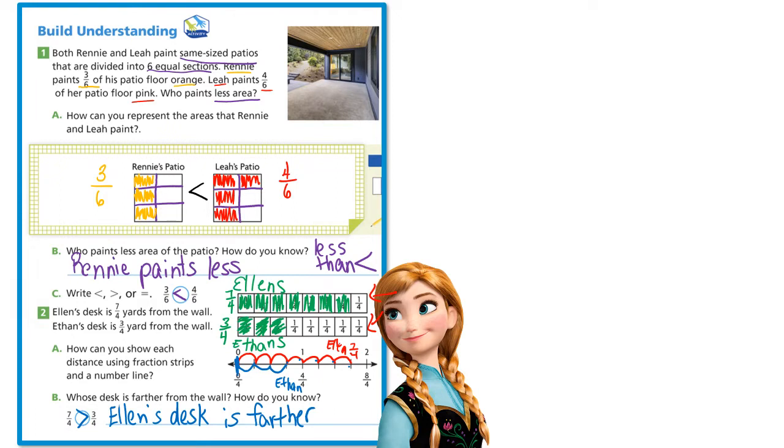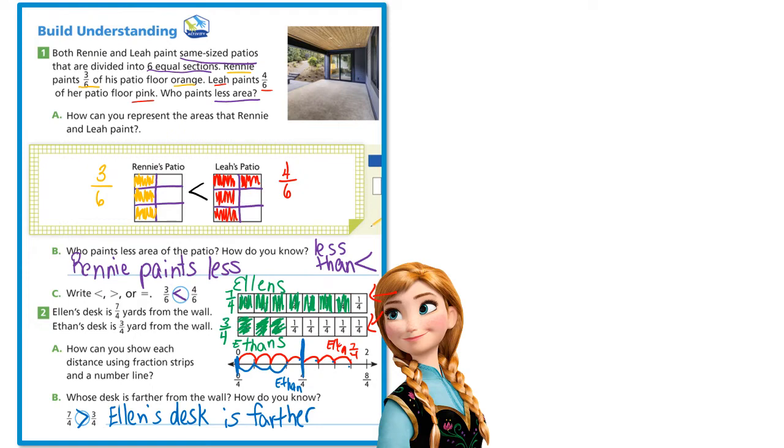Now, I do have one question. What do you notice about the fraction 7/4? That it is bigger than 1 whole. And how do you know that? If the numerator is bigger than the denominator, it is bigger than 1 whole. Very good. So this on my number line is representative of 1 yard, and Ellen's desk is actually further than 1 yard. It's between 1 yard and 2 yards.